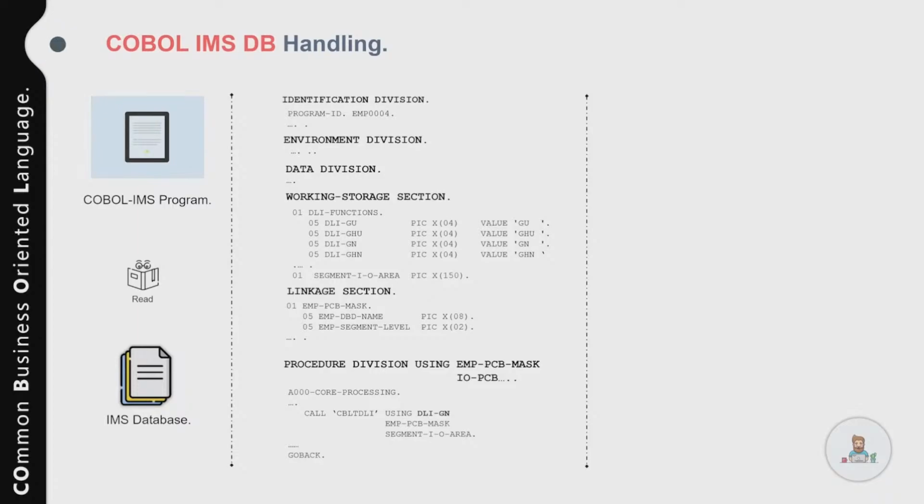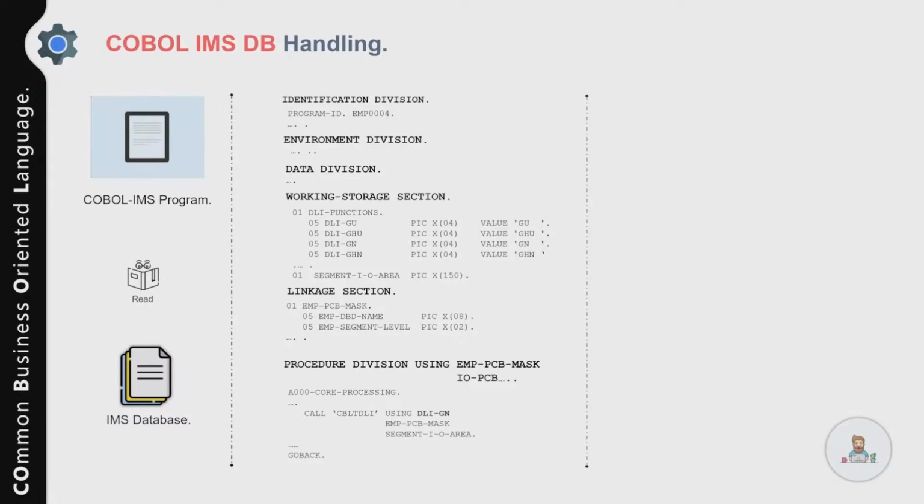Now in the paragraph A000-CORE-PROCESSING, we have used the call statement to request DL/I services. The parameters you code on the call statement specify the operation you want DL/I to perform. In the following call statement, I've used a function variable that is DLI-GN, and this particular variable denotes a function that is Get Next, and you can use it to retrieve segment occurrences in a sequence. It is like a standard COBOL read statement.